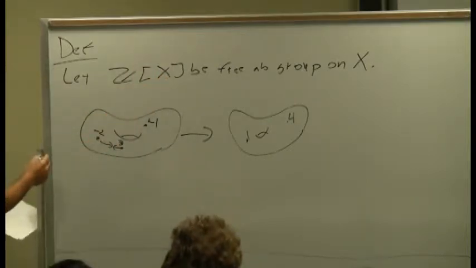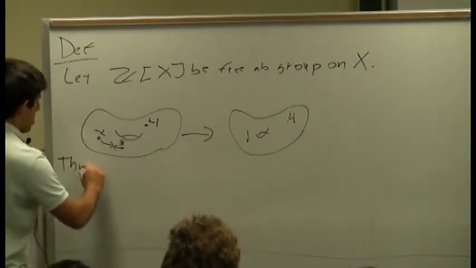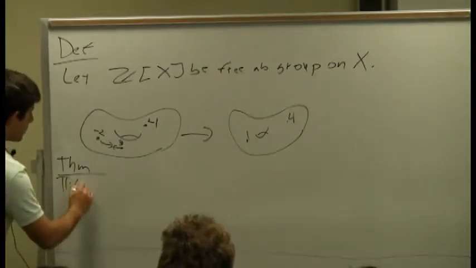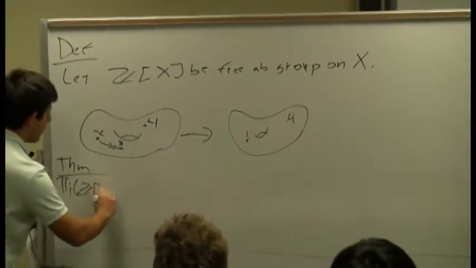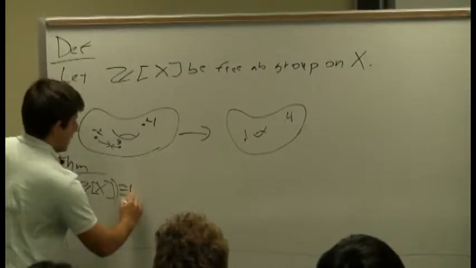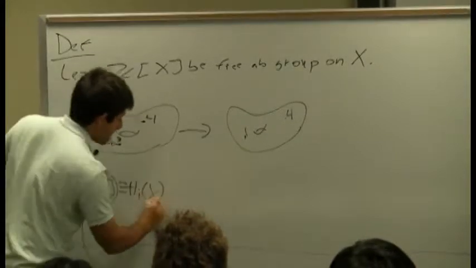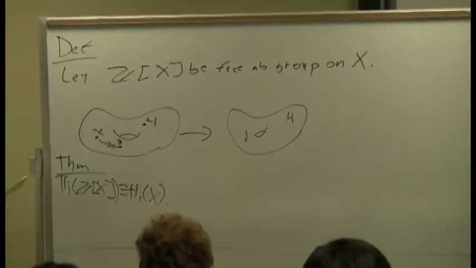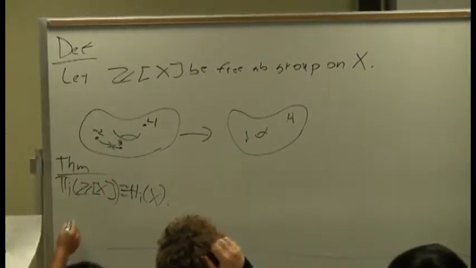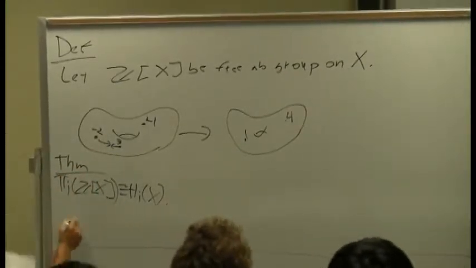Well, a variant of the Dold-Thom theorem says that the homotopy groups of the free abelian group on a space X are isomorphic to the homology of X. And it'll be relevant later, a relative version of this.